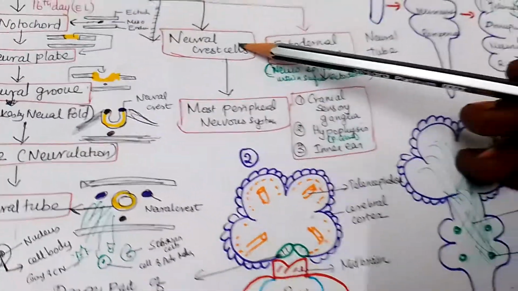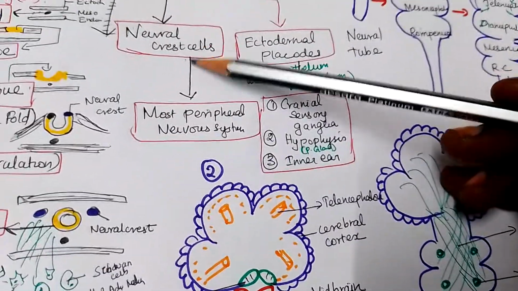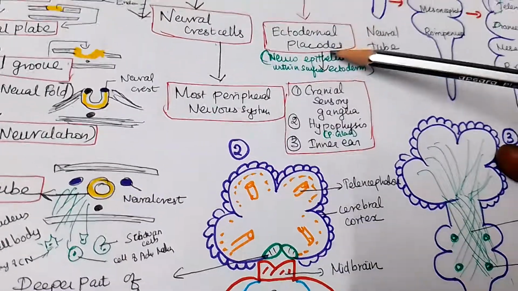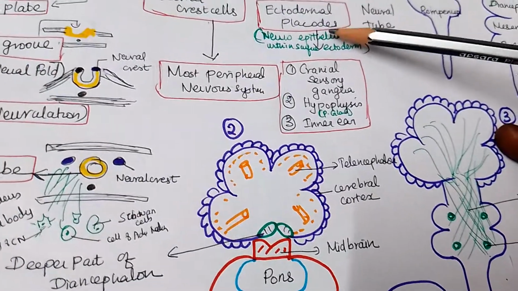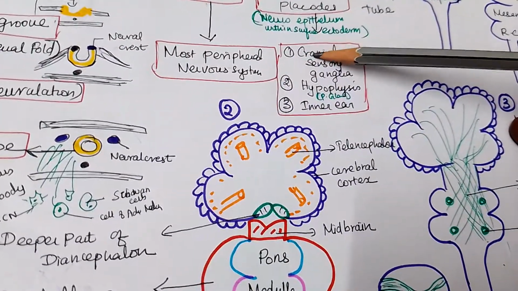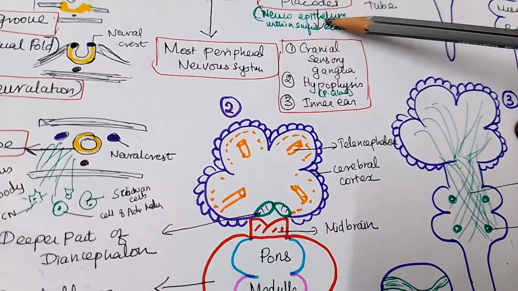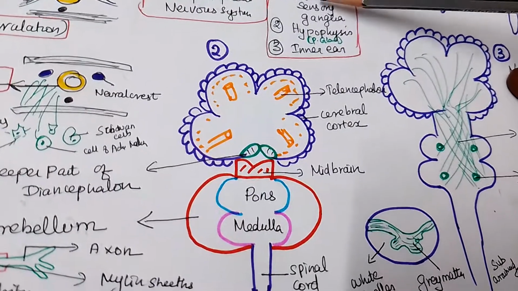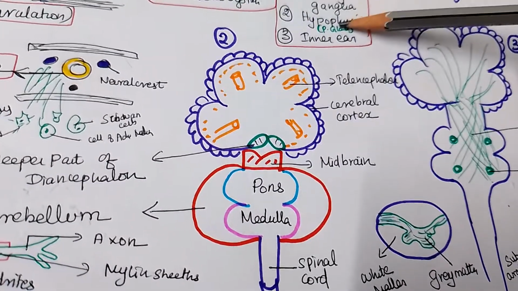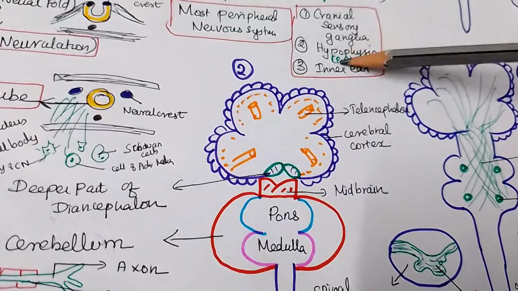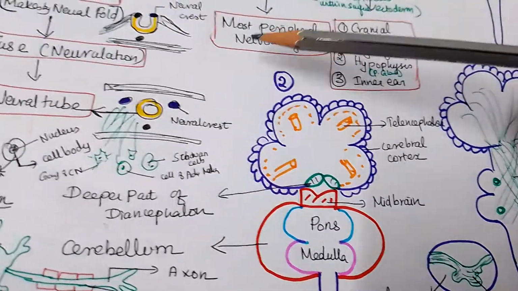From the neural crest cells, most of the peripheral nervous system develops. Then there are the ectodermal placodes, in the neural plate, the neuroepithelium within the surface of the ectoderm. From the epithelium, the cranial nerves, hypothalamus, master gland, inner eye, and inner ear start to develop. So this is the development.